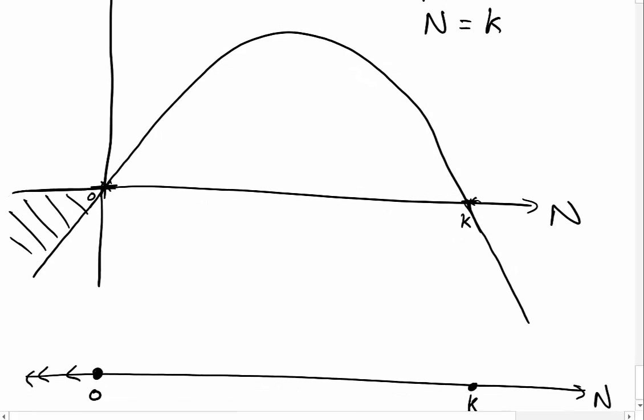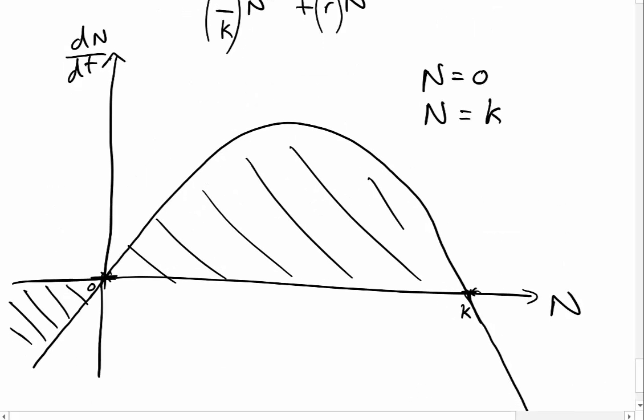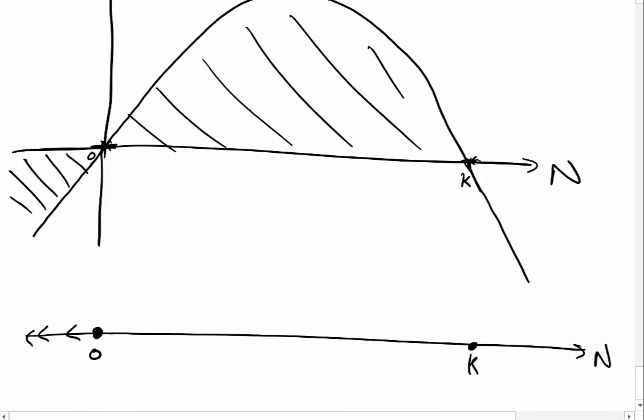Okay, then let's consider this region here. My dn by dt is positive. If my dn by dt is positive, that basically means that my next n value should be bigger than my previous n value. So that means that I'm moving to the right. My n is getting bigger.